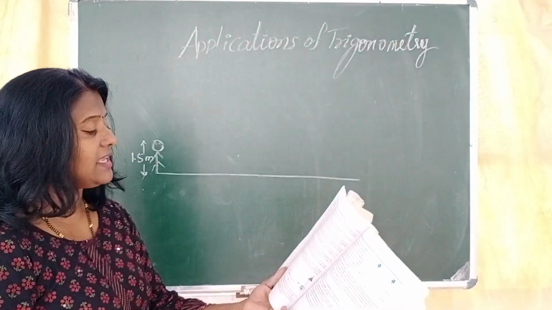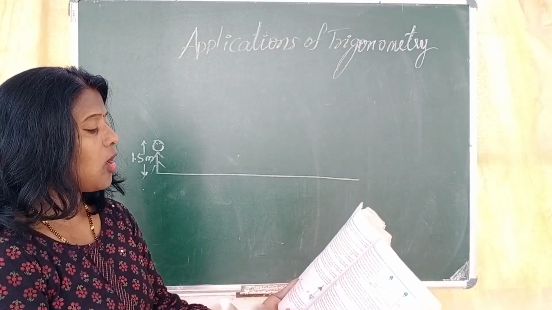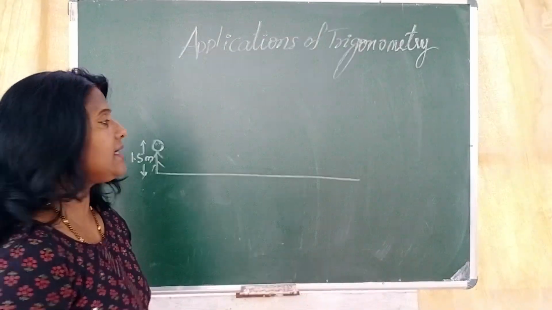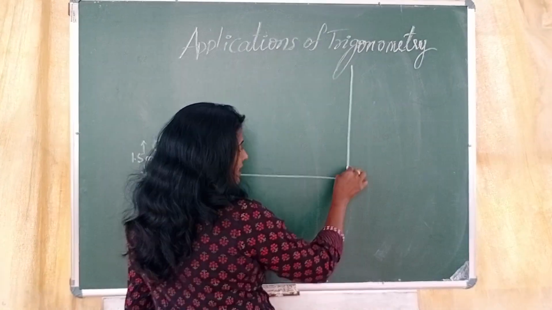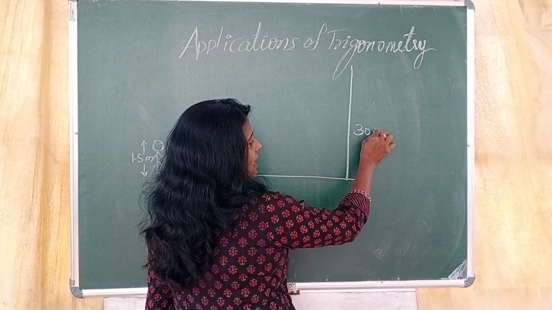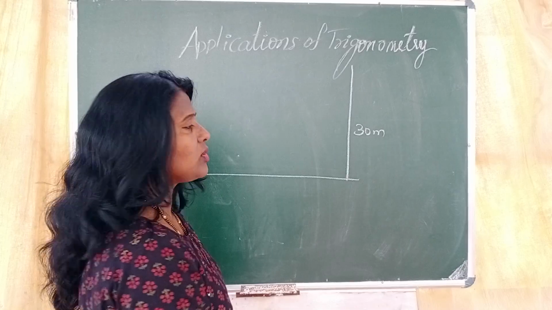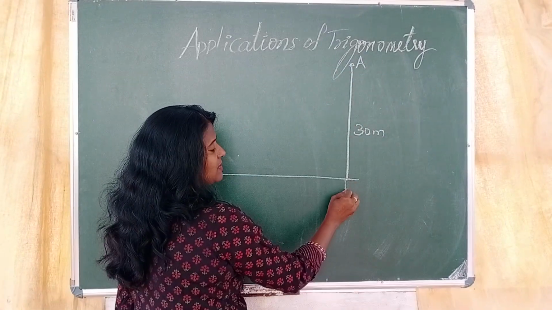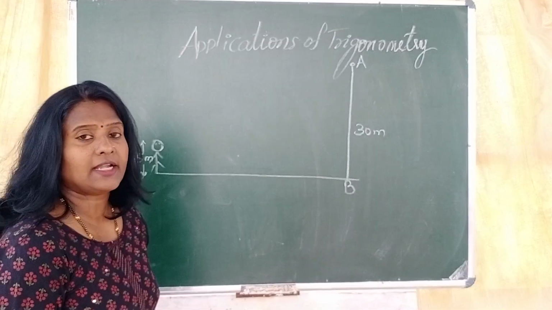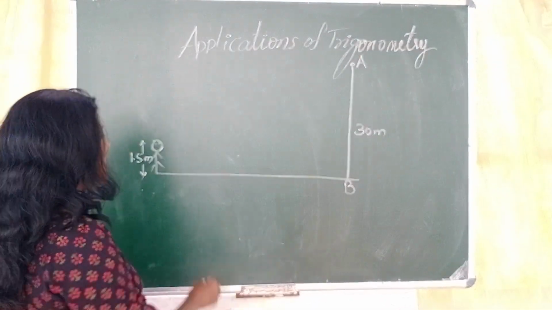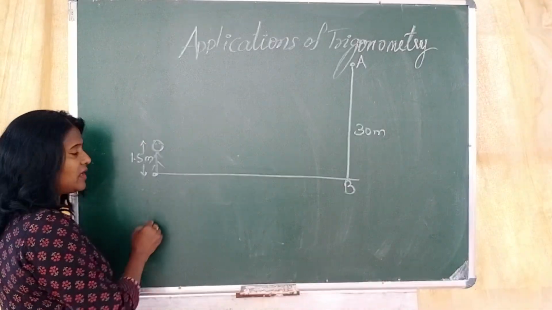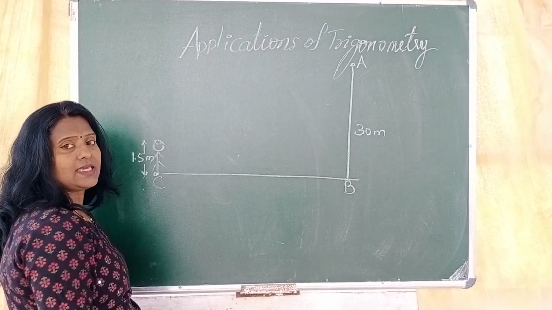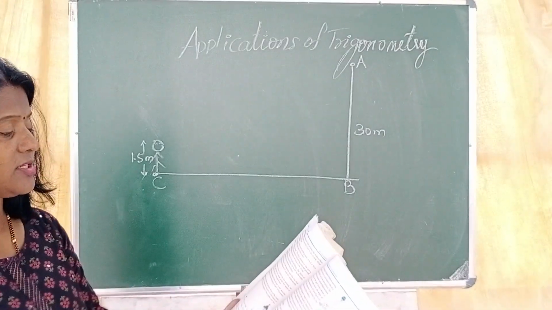And where is he standing? In front of the tall building which is 30 meter high. The height of the building is given as 30 meter. So let me name this building as AB. Height of the building I have considered as AB, and the boy is standing in front of it at position C, whose height is 1.5 meter.